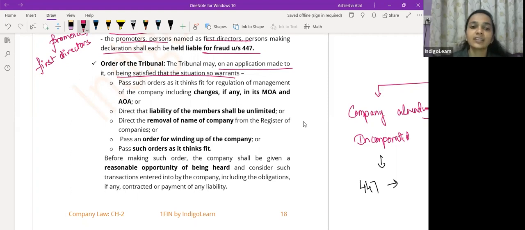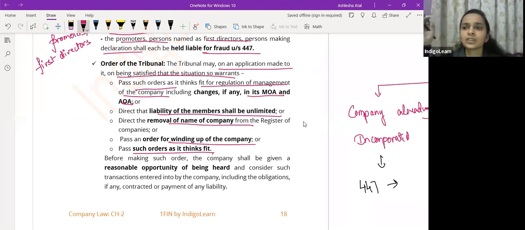the situation, the tribunal will pass such orders as it thinks fit for regulation of management of company. They may change MOA or AOA or direct that liability of members shall be unlimited or remove the name of the company from the register of companies, pass an order for winding up of the company, or pass any such orders as the tribunal would think fit. So जो भी orders tribunal को सही लगता है tribunal वैसे orders pass करेगा.